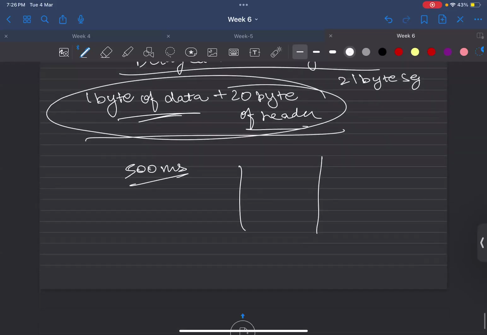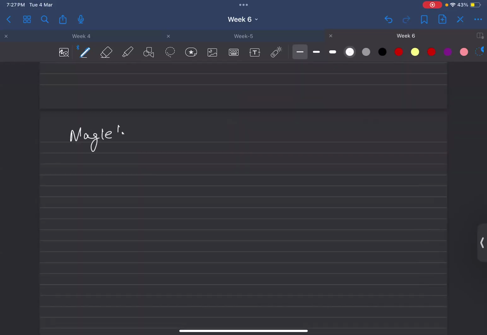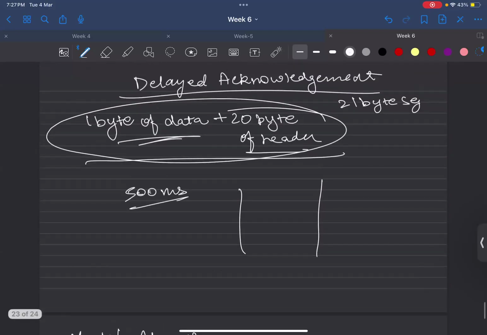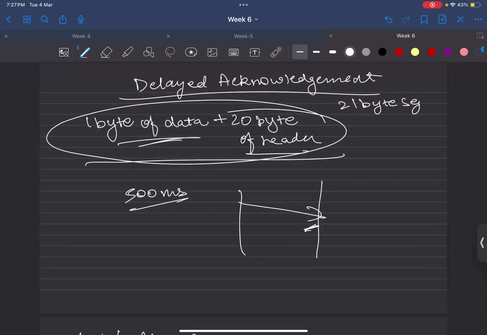Now, can you tell me about Nagle's algorithm? One is the delayed acknowledgement part. What we are doing in delayed acknowledgement is that we are not sending the acknowledgement here. We are thinking, okay, let the sender send more data because it's only 1 byte or a small chunk of data. Let the sender send more data, then only I'll send the acknowledgement. Now, can anyone tell me about Nagle's algorithm?